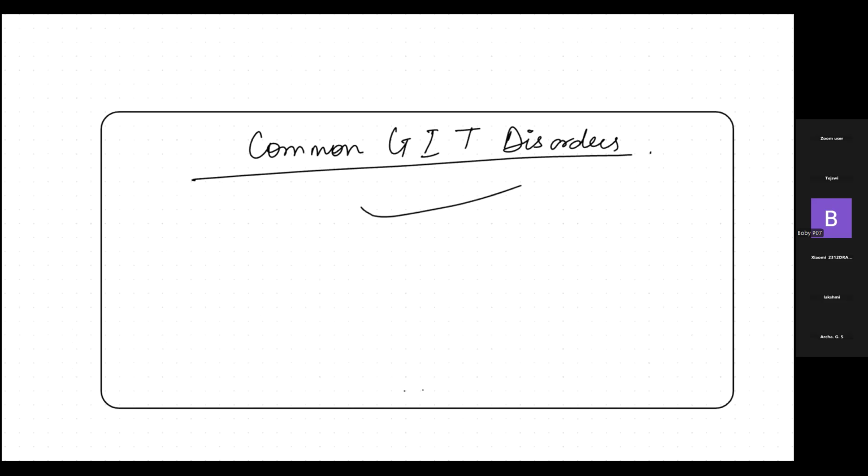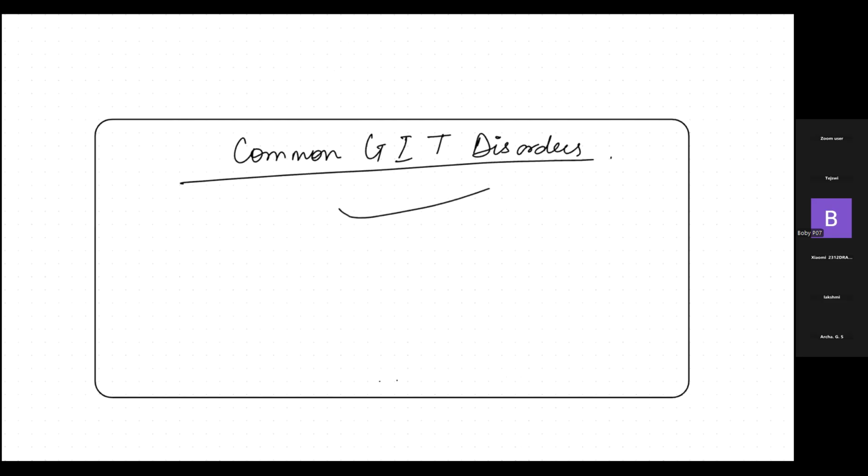Okay, so we can start. We'll be dealing with common GIT disorders today. We are going to start the modern part of the Nidana, that is pathology, isn't it? So we know what pathology is.